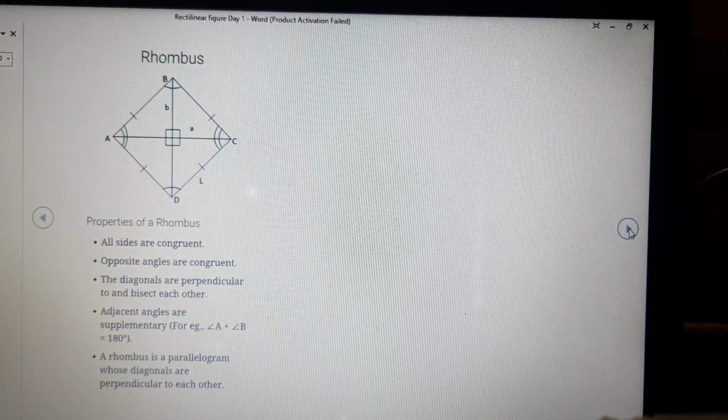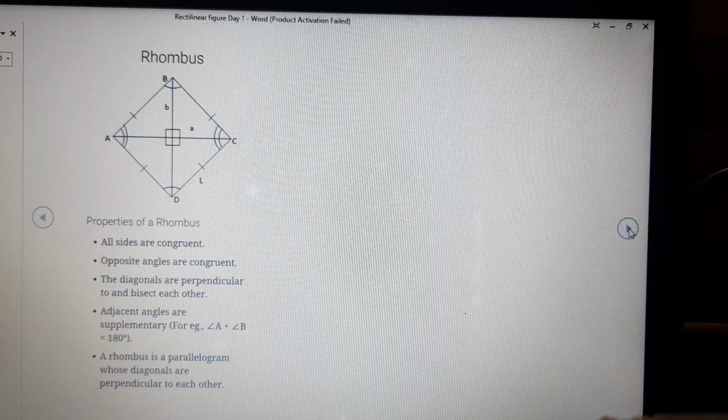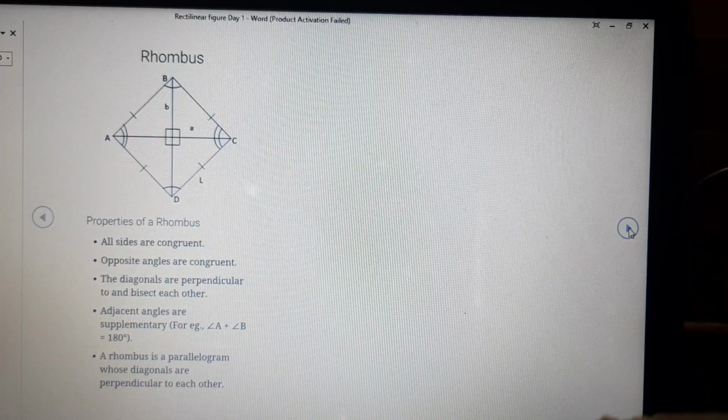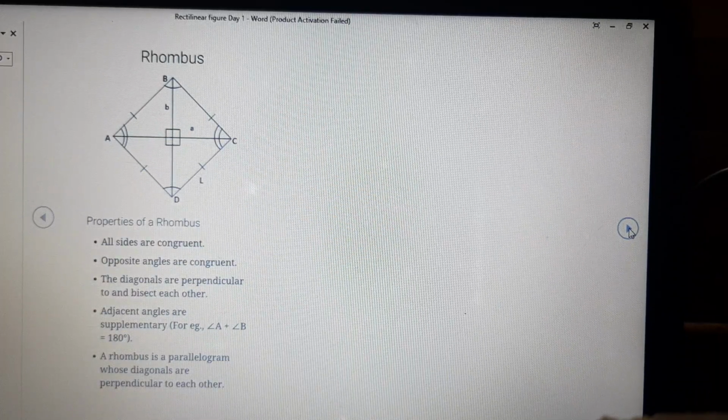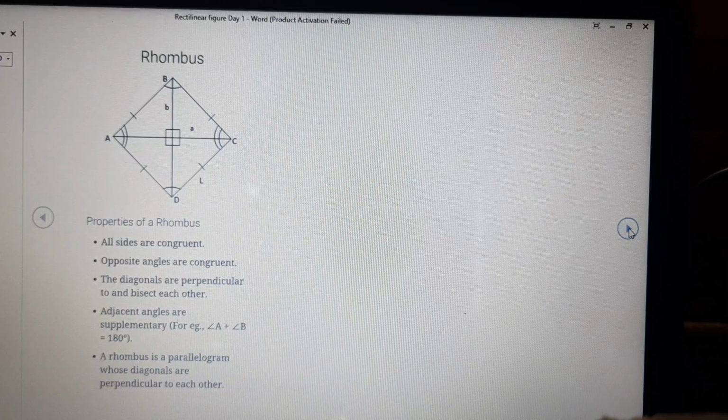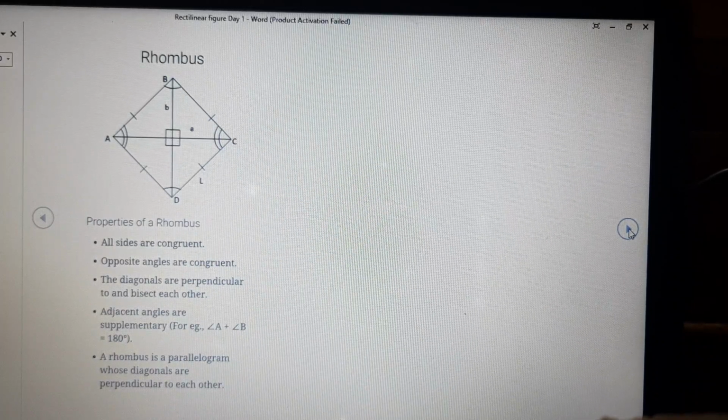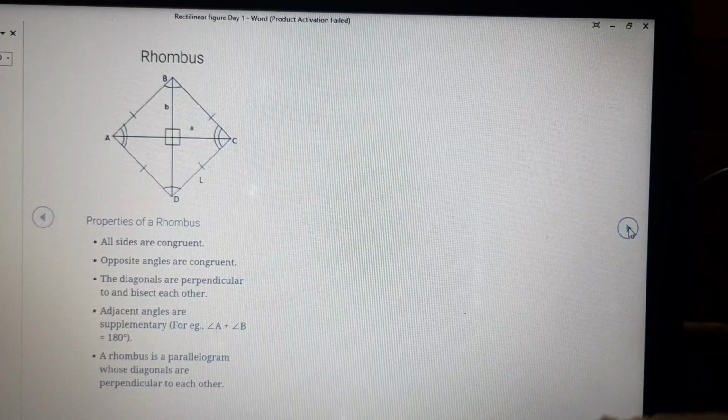You have to learn this. You may forget your name, but you should not forget this property. Fine. Learn it. It should be on your fingertips. Rhombus, diagonals of a rhombus bisect each other at 90 degrees.